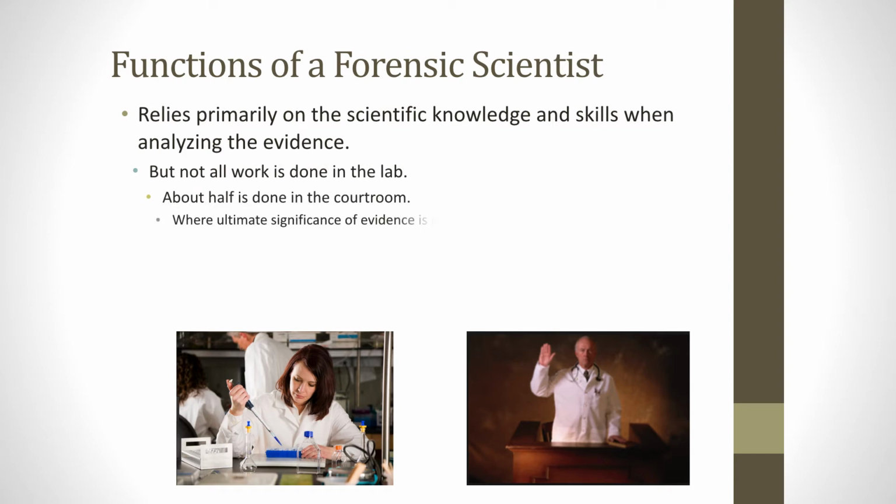Forensic scientists rely primarily on scientific knowledge and skills when they're analyzing the evidence that they've collected, but not all of the work is actually done in the lab. About half of it is done in a courtroom. And this is where ultimately the significance of the evidence is determined. So it could be the smallest piece of evidence that hits the jurors with the most impact to convict or to not convict.